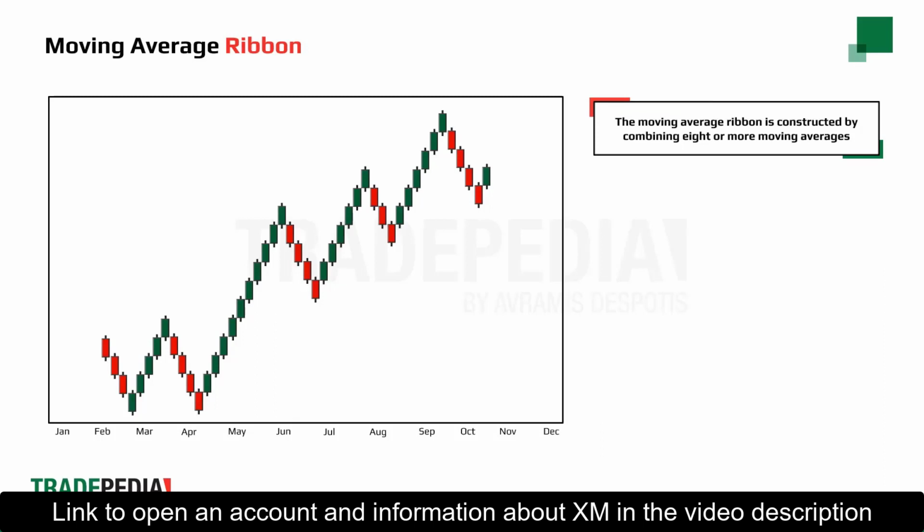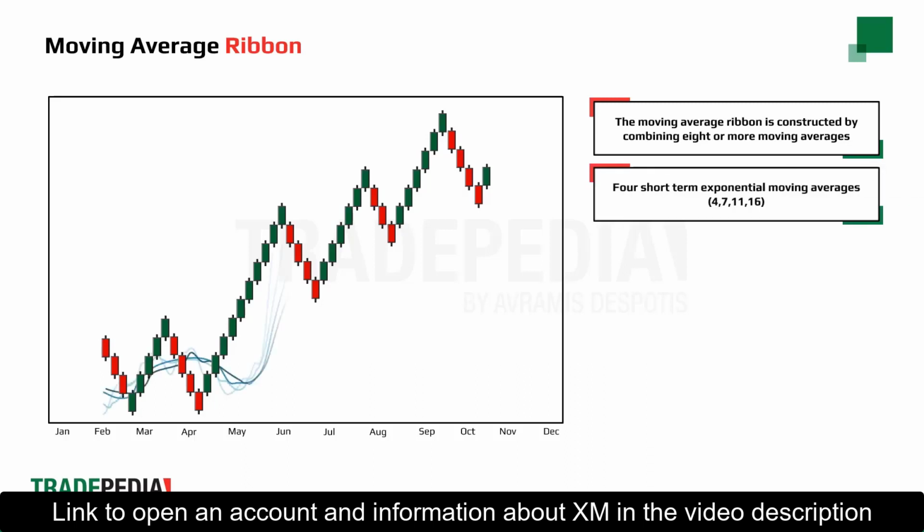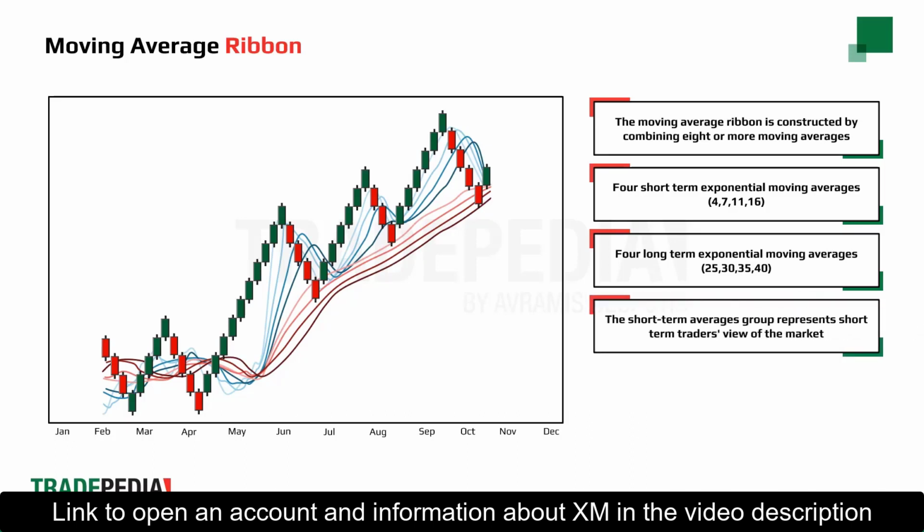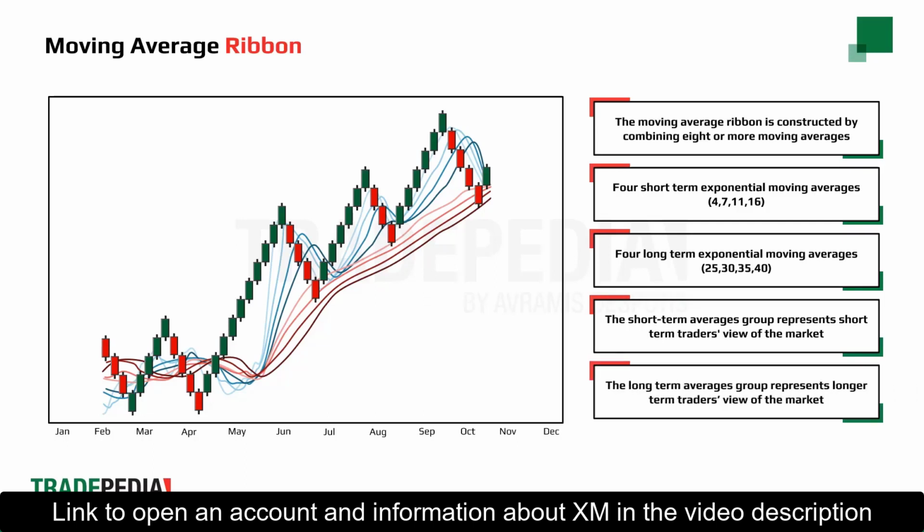The moving average ribbon is constructed by combining 8 or more moving averages, capturing a variety of different time cycles. A popular combination is to use 4 short-term averages, the 4, 7, 11, and 16 period exponential moving averages, and 4 long-term averages, the 25, 30, 35, and 40 exponential moving averages. The short-term averages group represents short-term traders' view of the market, while the long-term averages group represents longer-term traders' view of the market.